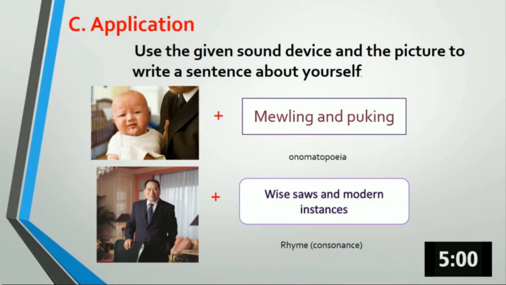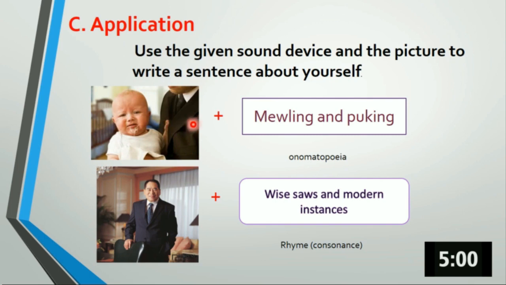And for that, let us have some applications. This will find out if you really understood our lesson. Please read the directions. Use the given sound device and the picture to write a sentence about yourself. Again, you're going to use the given sound device and the picture to write a sentence about yourself. So this picture is not just a baby. This is you when you were a baby.